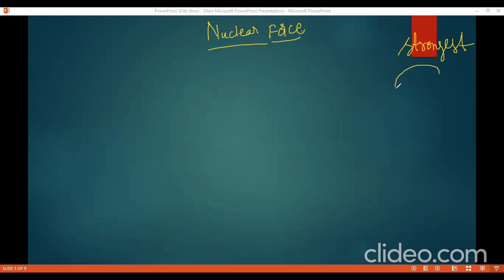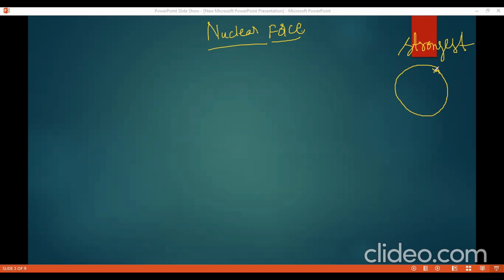What is that force? Nuclear force. The name itself suggests it is very strong, and we can say it is the strongest force. It keeps the nucleus together. So we know what an atom is. What are the subatomic particles present in an atom?